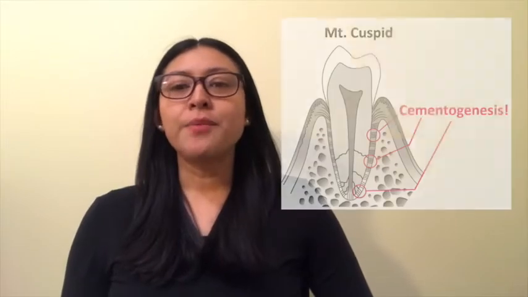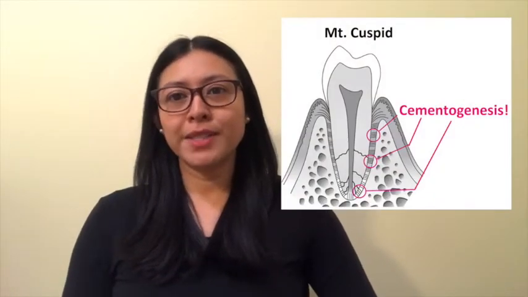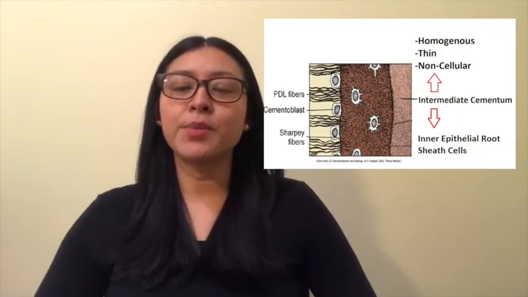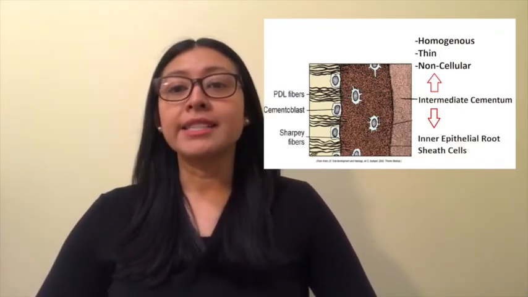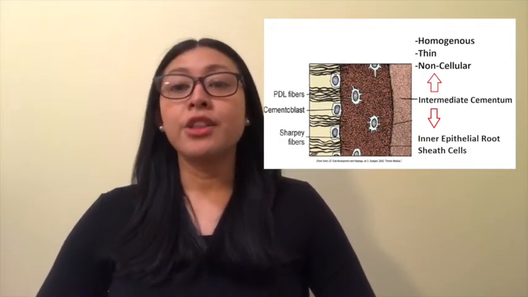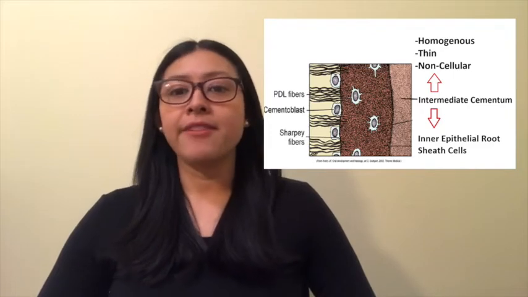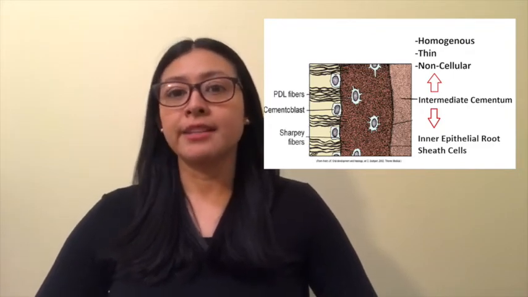Thank you. Let's start with cementogenesis, which means the origin and formation of cementum. Cementum covers the entire root of the mountain and is deposited in layers. The first layer of cementum deposited on the root surface is called intermediate cementum. I have taken samples back to my lab and found that it is a homogeneous, thin, non-cellular layer which originates from the inner epithelial root sheath cells.